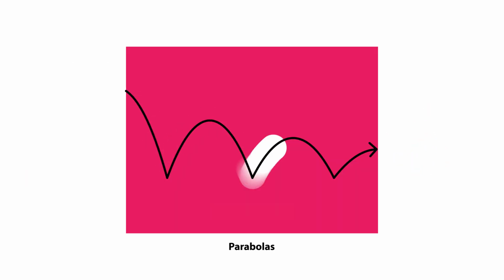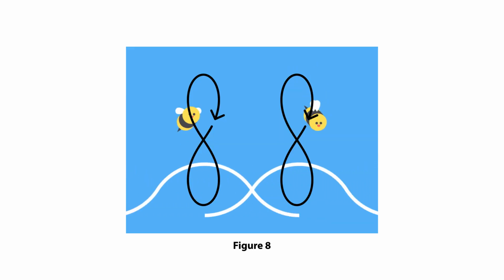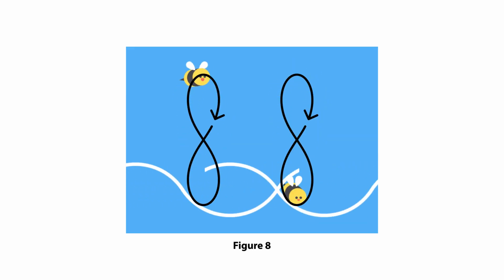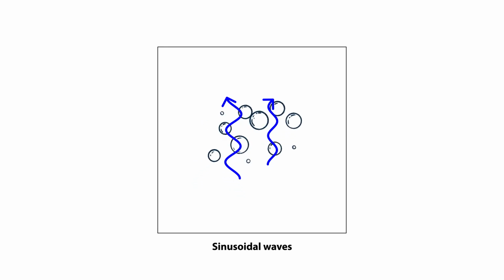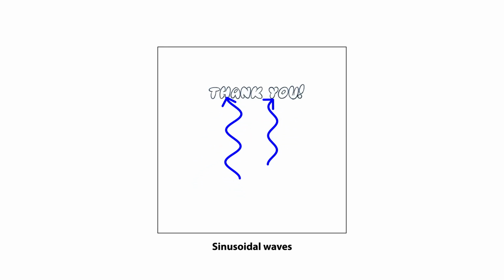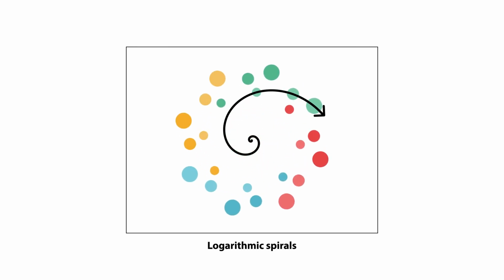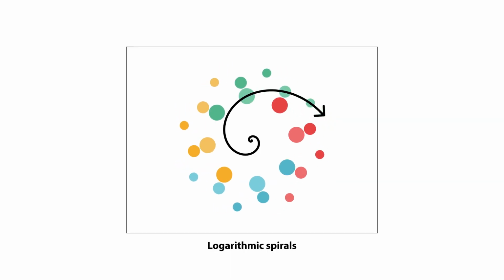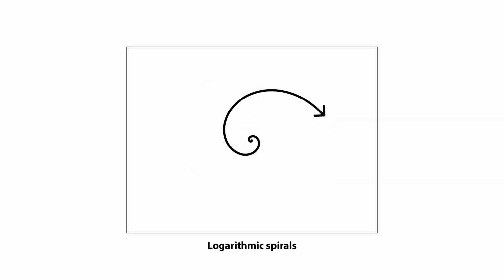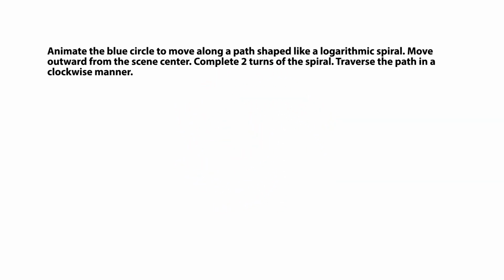In these animations, people often describe object trajectories in terms of geometric shapes, such as parabolas, figure eights, sine and cosine waves, and spirals. Here, we can ask for a spiral path with a prompt like this, and get a variety of trajectories from an LLM.